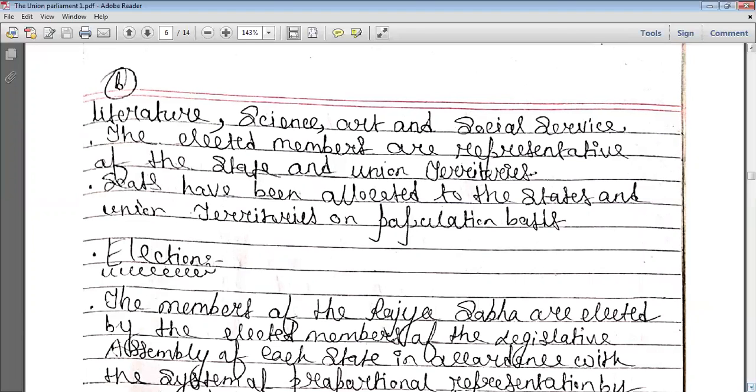The elected members are representatives of the states and union territories. The elected members who have come through the voting procedure are mainly from the states and union territories, like the Lok Sabha. Seats have been allocated to the states and the union territories on the population basis. So, seats mainly are allocated according to the population. That means whenever you go to school, you have seen how many benches there are, and that much strength is in that section. Like that, seats are allocated according to the states. So according to the population basis, we appoint the members from a particular state.